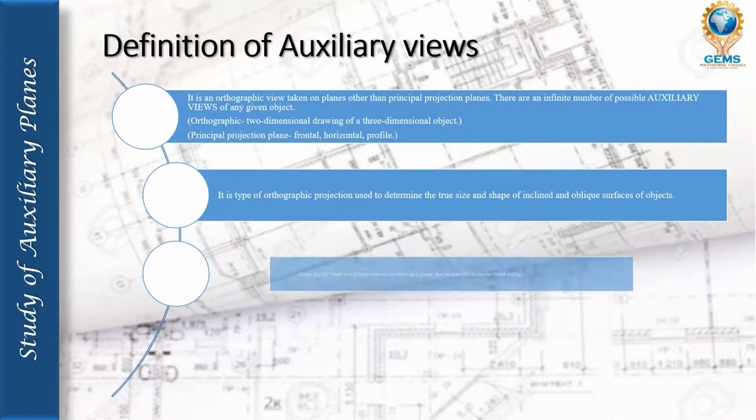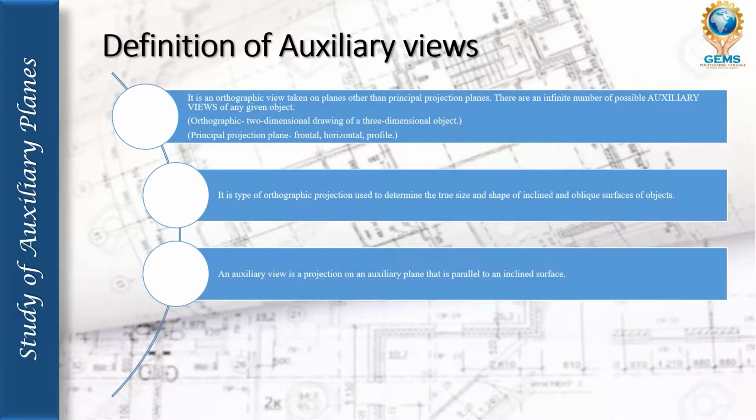The next one is, an auxiliary view is a projection on an auxiliary plane that is parallel to an inclined surface. Okay, see this, an auxiliary view is a projection on an auxiliary plane that is parallel to an inclined surface. So this phrase, parallel to inclined surface, is important.